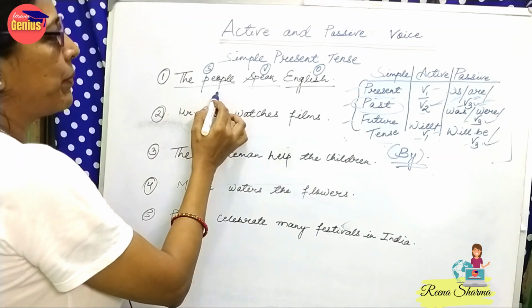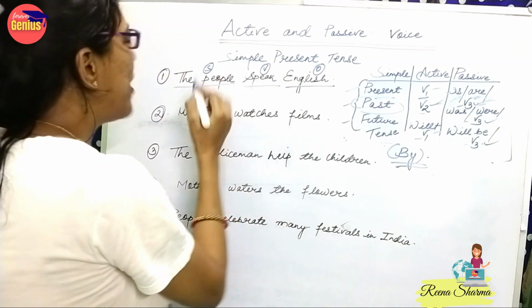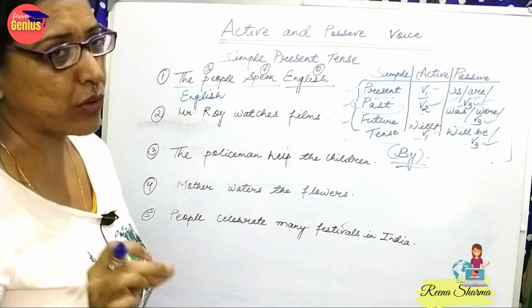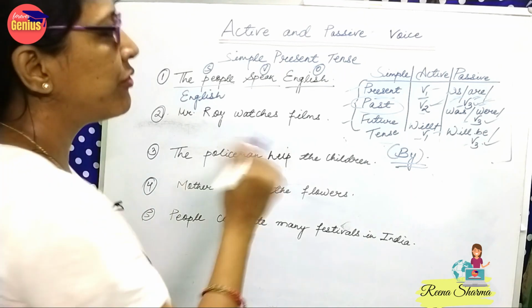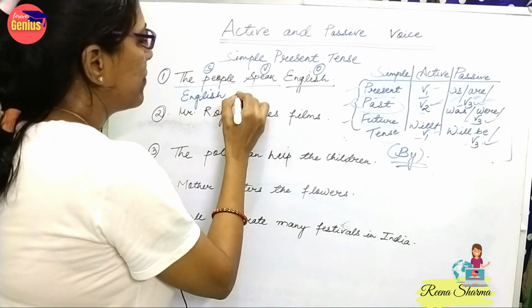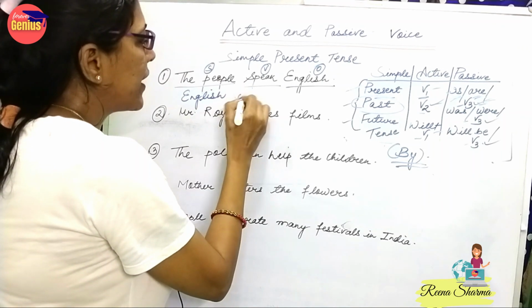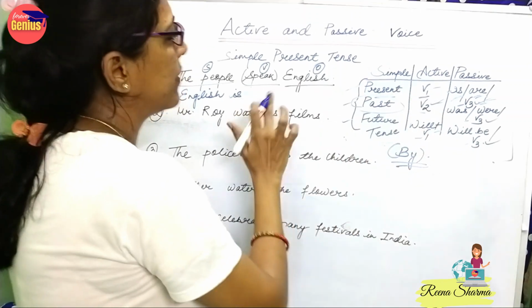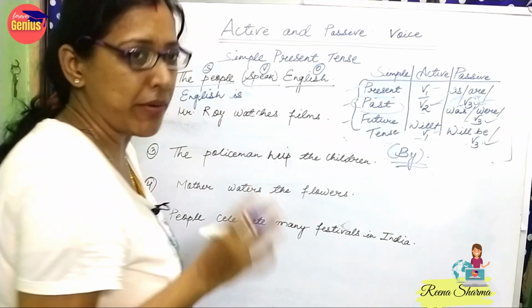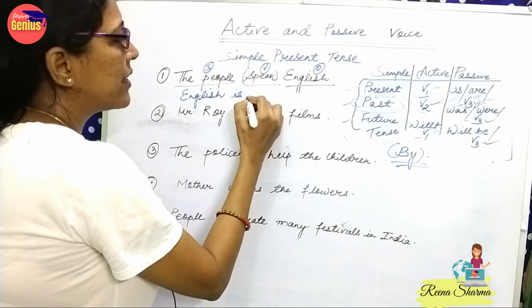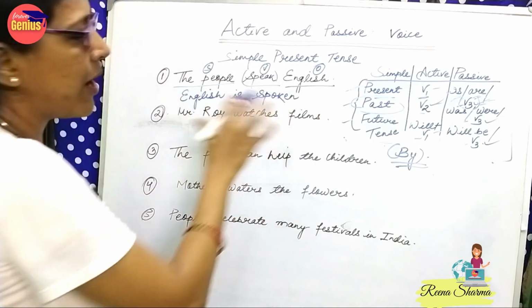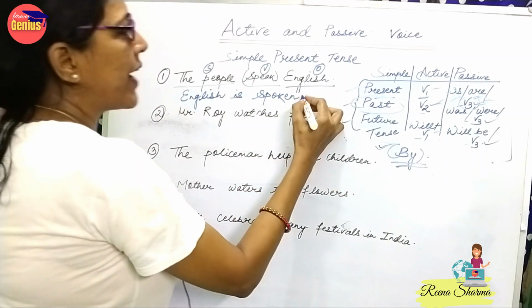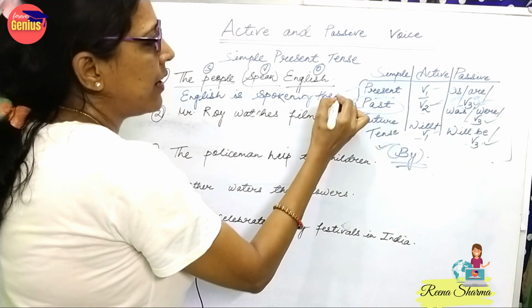So the people speak English. Will we take English as singular or plural? We will take it as singular. So English is, and now this is the first form of the verb. We will change it into the third form of the verb. So English is spoken. After the verb, we will use the word by. So English is spoken by the people.